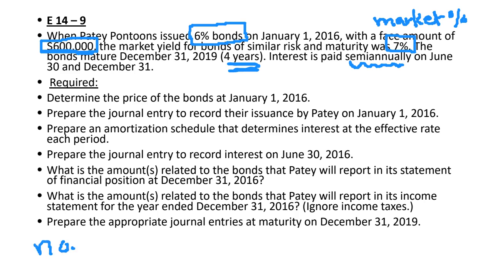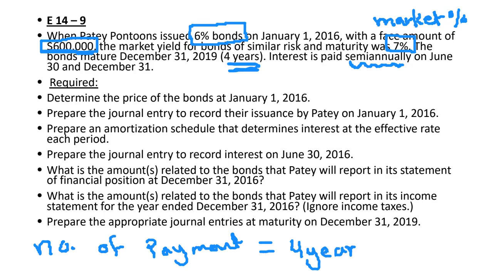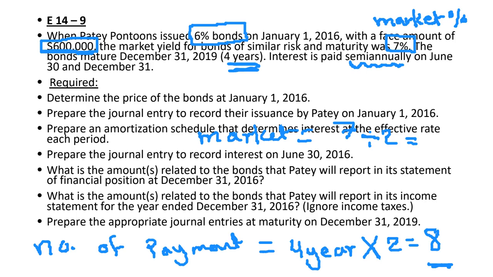It's stated that it's 4 years, and as it is semi-annually, the 4 years times 2 means we have 8 payments. And for the market interest rate, just write it here: 7% divided by 2 because it's semi-annually. So the market rate right now is 3.5.